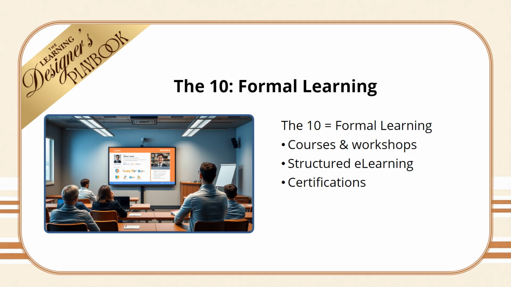Formal learning provides the foundational knowledge that supports on-the-job and social learning. Without it, learners may lack the baseline skills they need to succeed. However, the model reminds us that formal training alone is not enough. It should be used strategically to launch or reinforce other learning. Well-designed courses provide frameworks, tools, and theory. These are then tested and expanded in the workplace. Formal learning ensures consistency and quality across learners. In balance with the 70 and the 20, it completes the learning ecosystem.